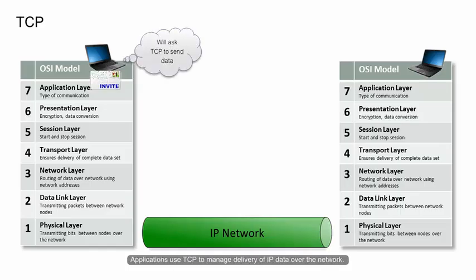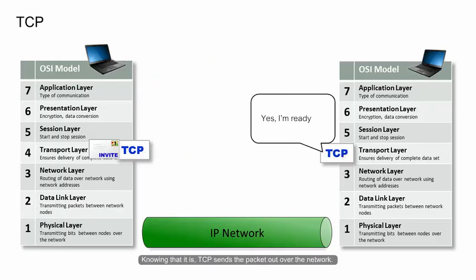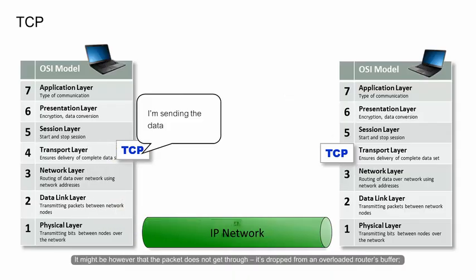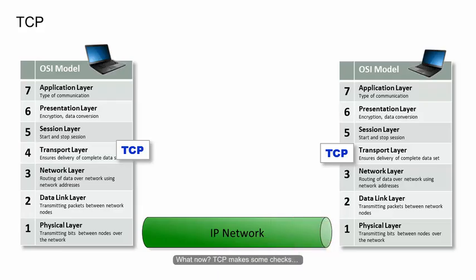Now, applications use TCP to manage delivery of IP data over the network. Before sending the data, TCP checks with the other side to make sure it's ready to receive the packet. Knowing that it is, TCP then sends the packet out over the network. Now, it might be that the packet does not get through. Maybe it's dropped from an overloaded router's buffer. Perhaps it's corrupted on its way downstream or something. What now? Well, TCP makes some checks.